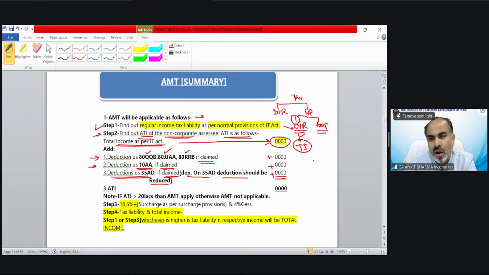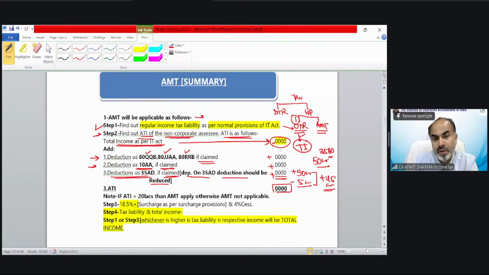Suppose 50 crore was the investment in section 35AD. So you must have claimed the full 50 crore before arriving at this total income. So now you need to add back 50 crore. And suppose it's a building, then you can claim 10% as depreciation, 5 crore. So the net impact would be plus 45 crore. That's it. No additional depreciation, no other deduction needs to be added back. You just need to add back 80QQB, 80JJAA, 80RRB, 10AA and 35AD. This would be your adjusted total income.